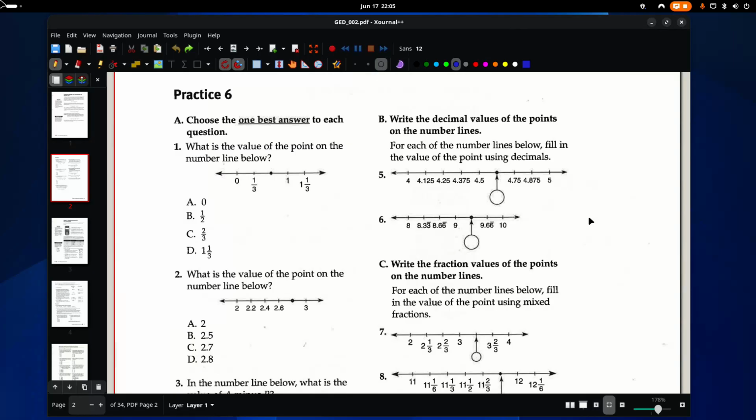In question 1, what is the value of the point on the number line below? We can see that the point is halfway between 1 and 1/3. Sorry, it's between 1/3 and 1. And so if we want to figure out where that is, we can find that midpoint on the line.